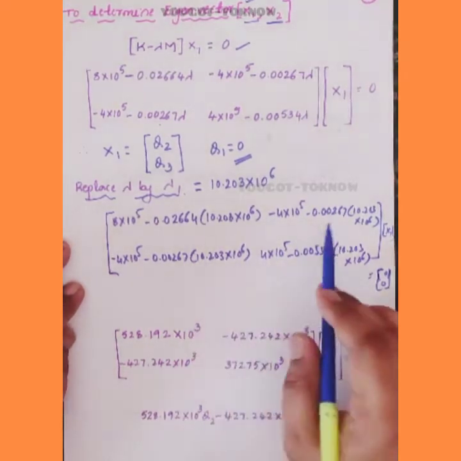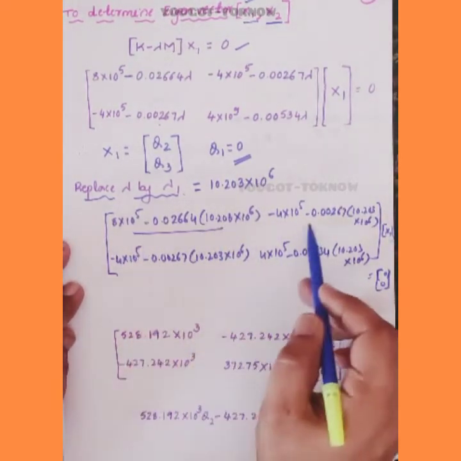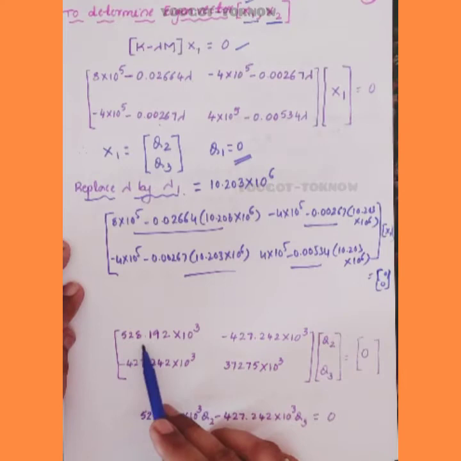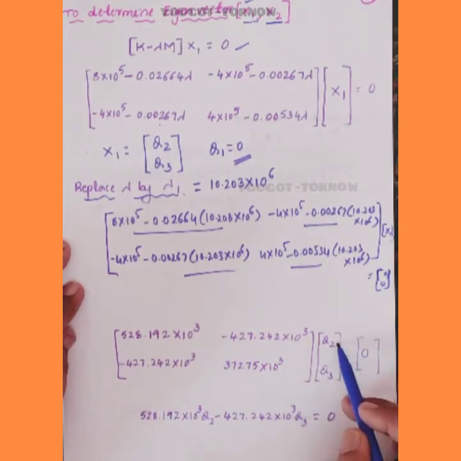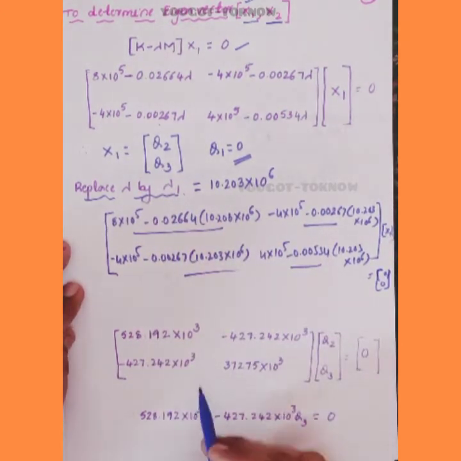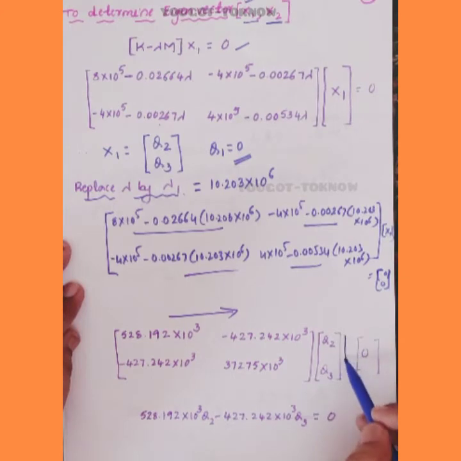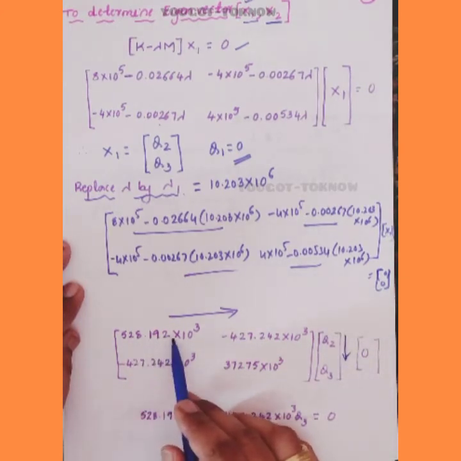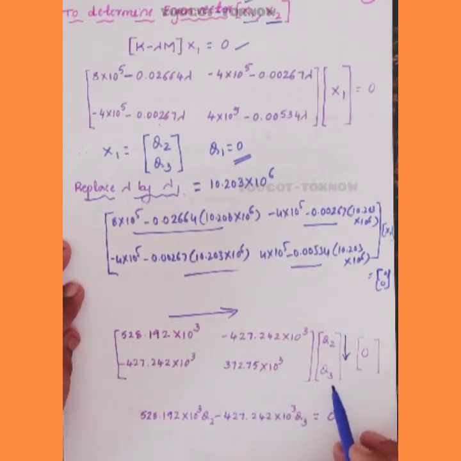Now, if you simplify this, solving each of these values, you are going to get one value, 528.192 into 10 power 3, and this is minus 427. I replaced x1 by Q2, Q3, because already I know the first is 0. Now, you can take any of the equations; I am using the first equation. That means 528.192 into 10 power 3 into Q2 minus 427 Q3.